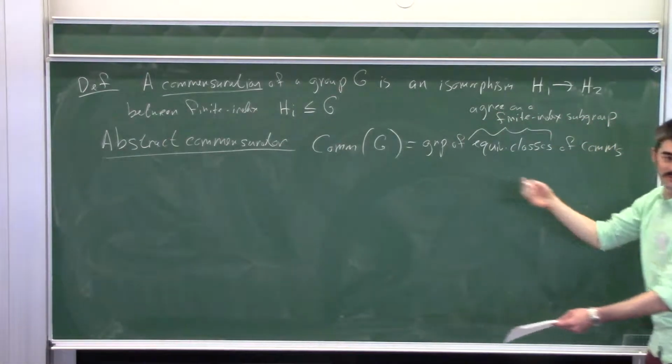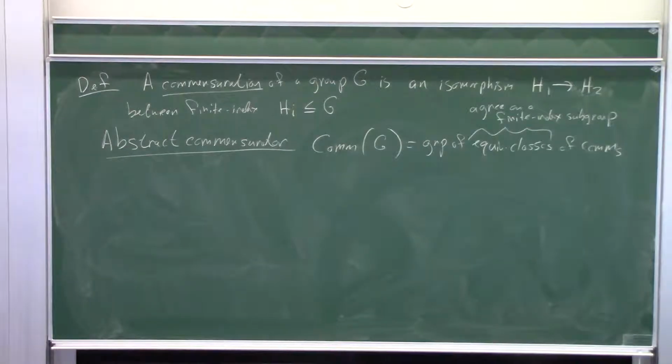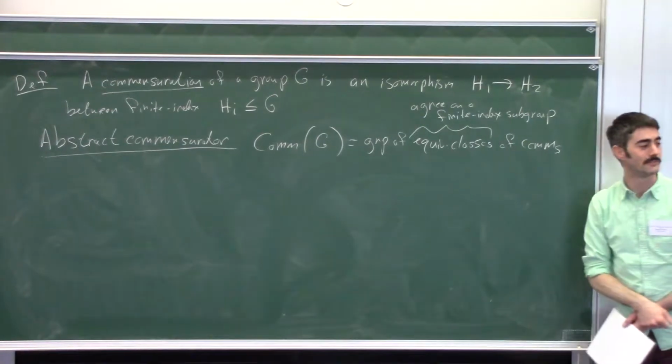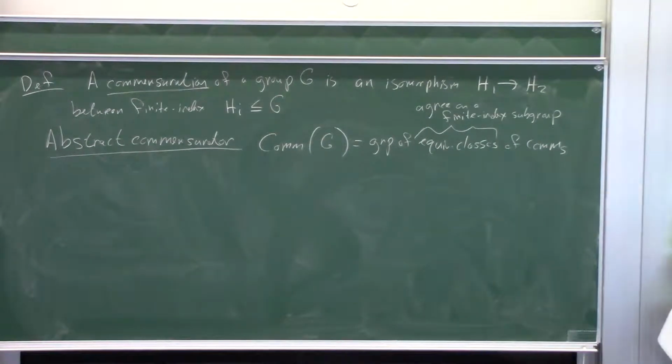Okay, so you have an isomorphism defined on one finite index subgroup, I have one defined on another finite index subgroup. Their intersection is a finite index subgroup. And if I could pass to a further finite index subgroup where they're the same isomorphism, then they're equivalent. Okay, and this forms a group under composition. If I take two things, I can compose them by passing to further finite index subgroups and so on. Anyway, so that's the abstract commensurator.